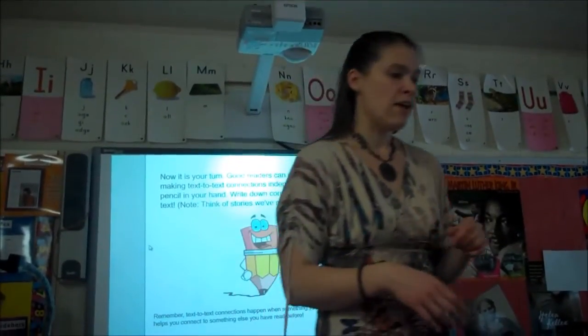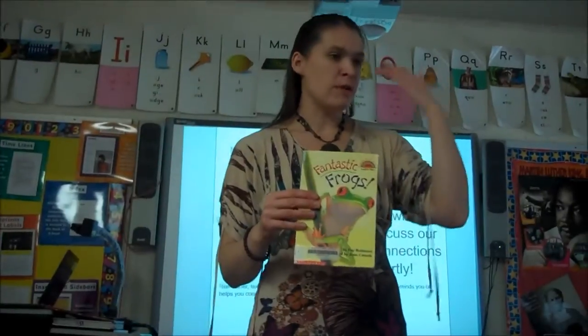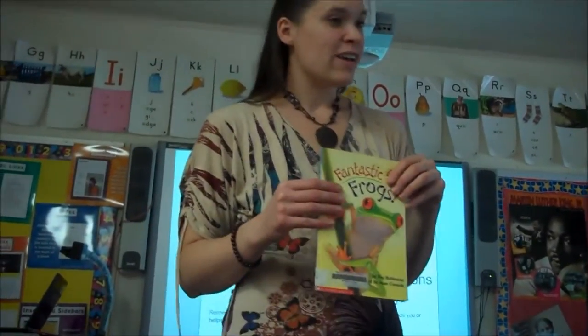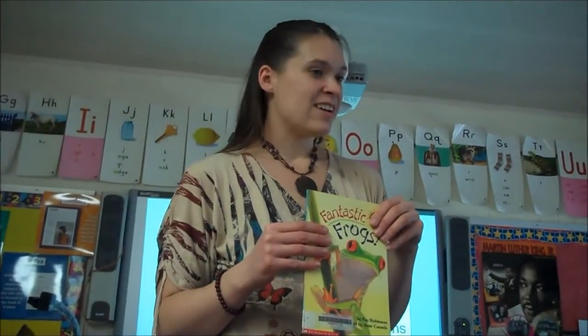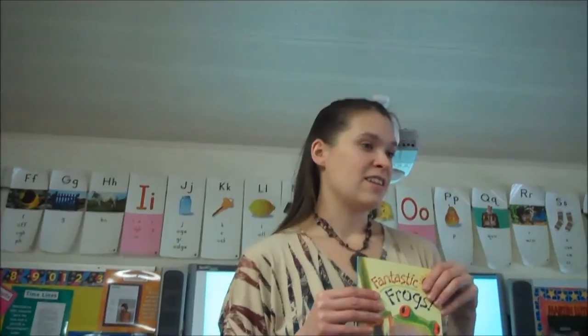Very nice. Now, can I borrow this book, Allison? Sure. Allison looked at the book that I kind of briefly looked at earlier, Fantastic Frogs. And then, Allison, what kind of connection did you think about? I got two connections. Great. I have a connection in science. I'm learning about camouflaging. The book tells me that frogs do camouflage.